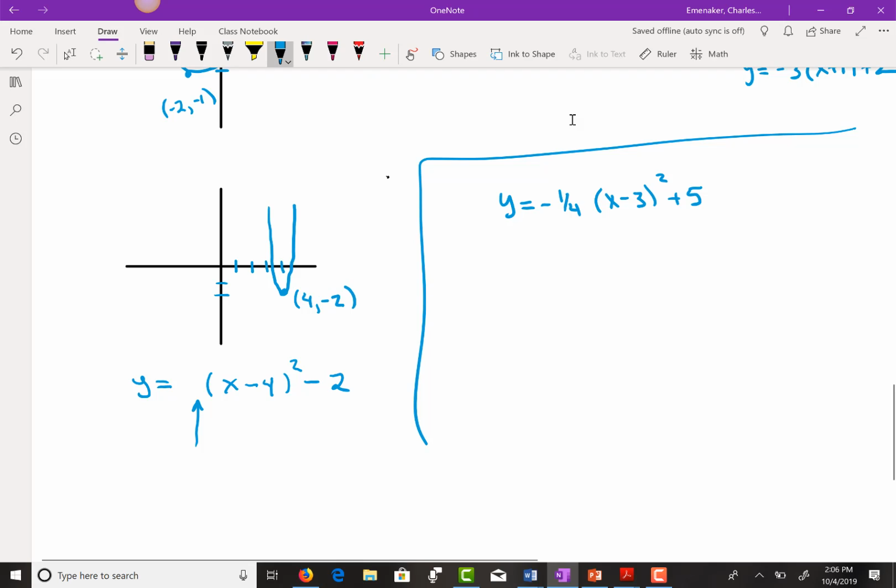I mean, you can think about this and say, okay, where's the vertex going to be? It's going to be to the left or the right? To the right 3, and up or down? Up 5. So there we go, there's the vertex. Is this thing opening up or down? It's opening down. Is it going to be flattened out or real thin or just normal? It's going to be kind of flat. Ta-da!